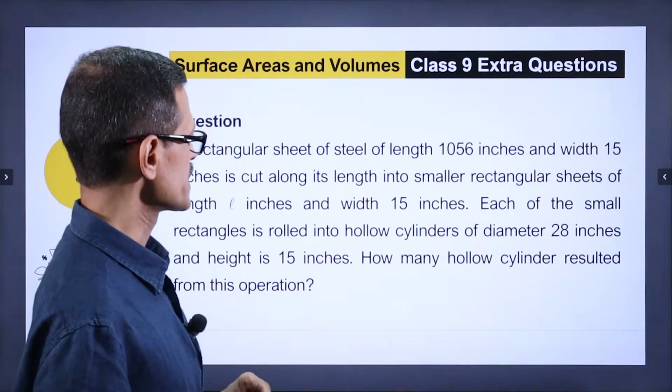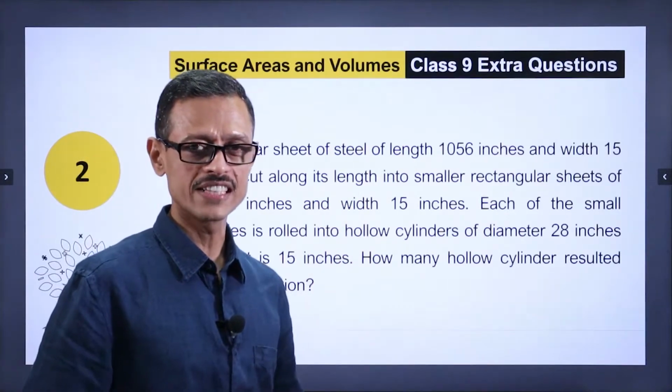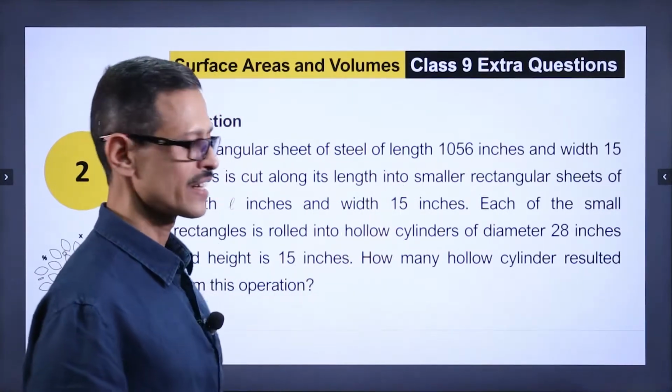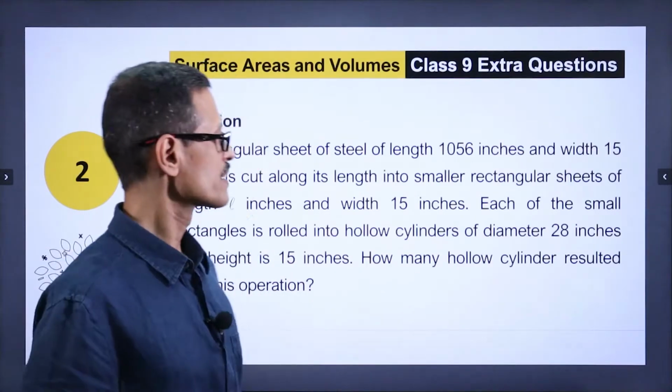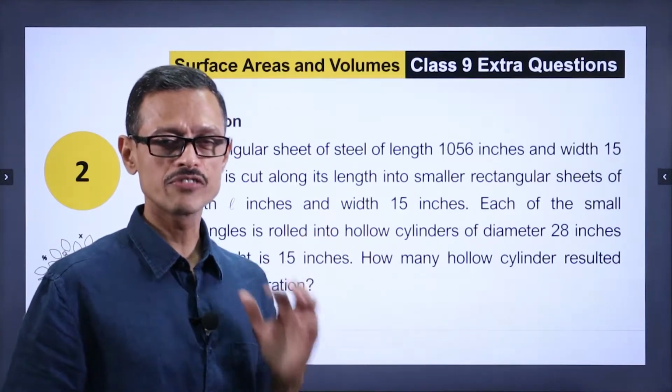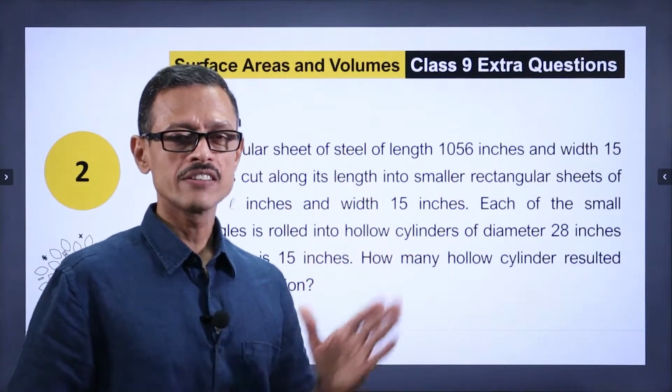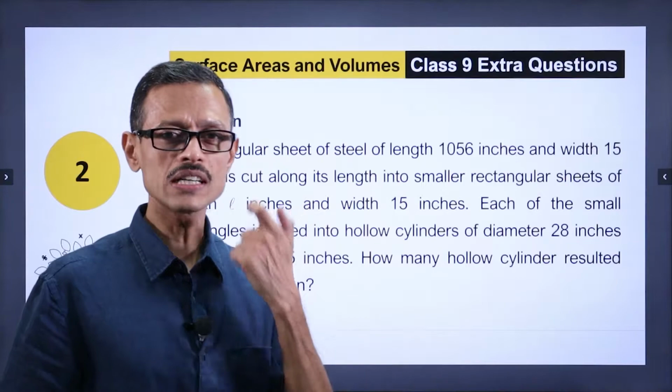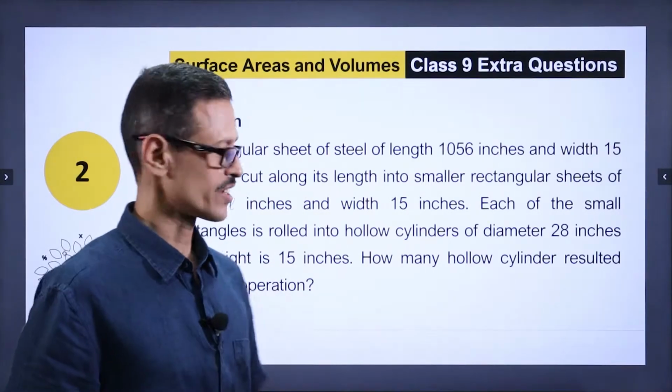A rectangular sheet of steel of length 1056 inches and width 15 inches is cut along its length into smaller rectangular sheets of length L inches and width 15 inches. We are retaining the width, we are cutting it along the length into smaller rectangular sheets of length L inches.